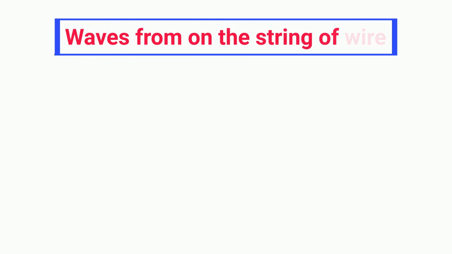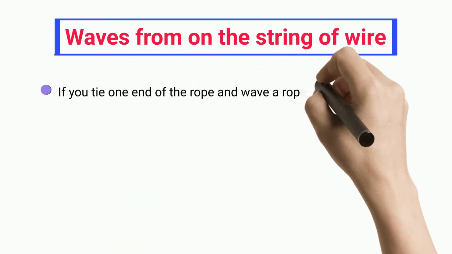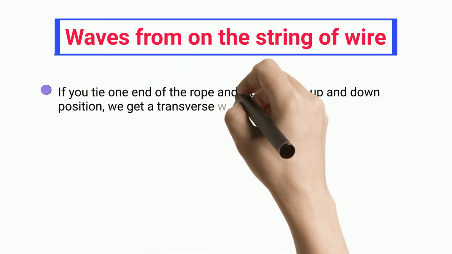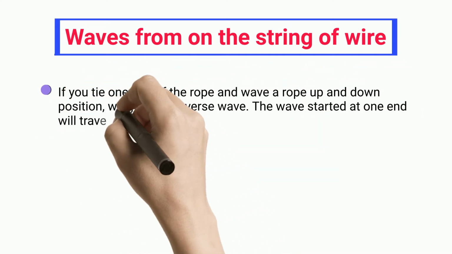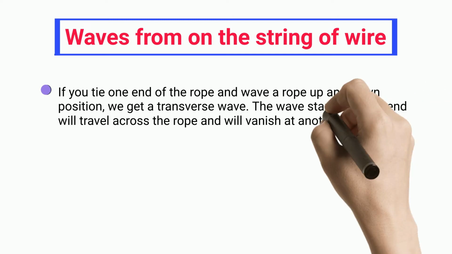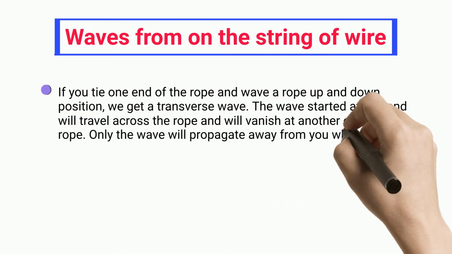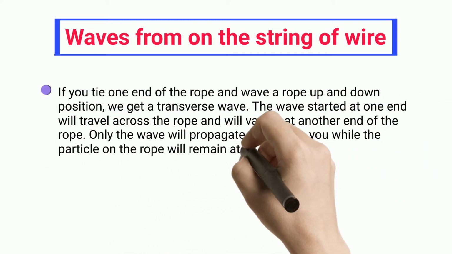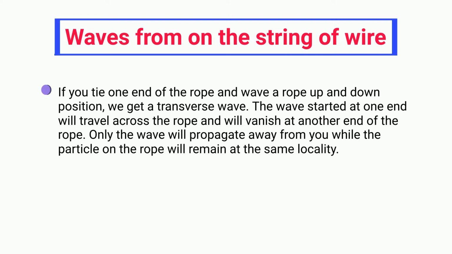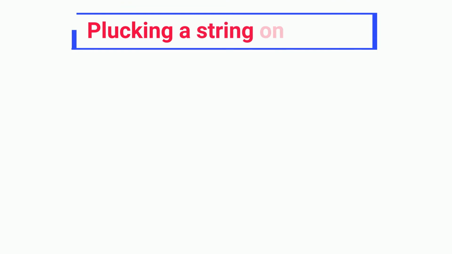Waves on a string or wire. If you tie one end of the rope and wave the rope in an up and down position, we get a transverse wave. The wave started at one end will travel across the rope and will vanish at the other end of the rope. Only the wave will propagate away from you while the particles on the rope will remain in the same locality. Plucking a string on a guitar.